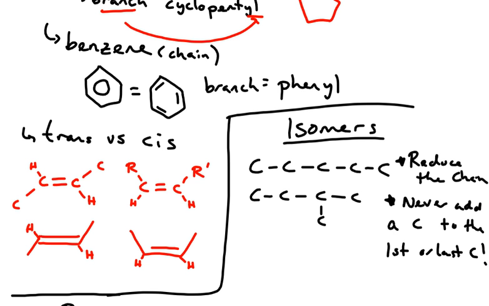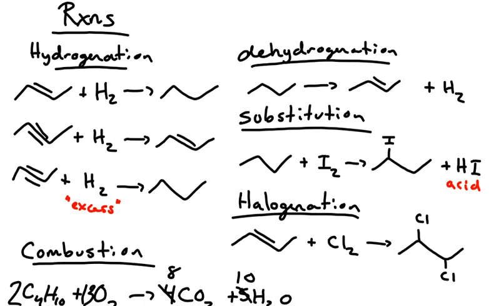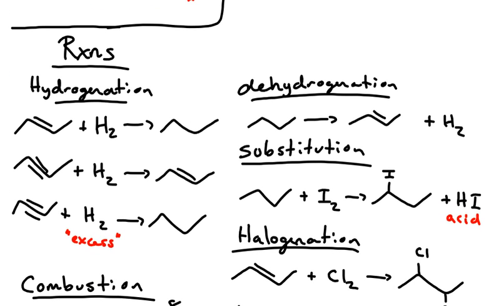Isomers, the only two rules, I just want to make sure that you have real, just straight. We're going to do one right away. That's our first example. You always reduce the chain. So start with the longest chain. Reduce the chain. And then the second thing, really important, is never add your C's to the first or last carbons. Because if you do, you're going backwards. You're adding back to the length of the chain. I said it twice.